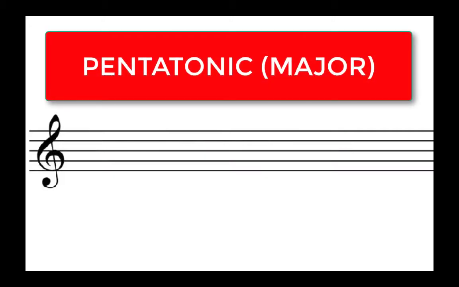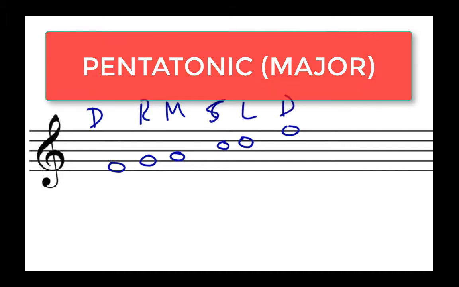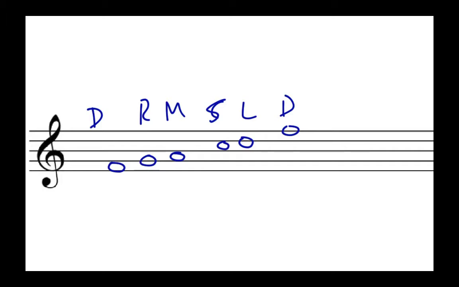All right, the next one I'm going to look at is actually two of them, pentatonic major and pentatonic minor. Pentatonic major would be do, re, mi, so, la, and then back up to do. So think of the syllables, do, re, mi, so, la, do. Right. I'm not sure if I'm in the right key here, but do, re, mi, so, la, do. Right? So that's the major pentatonic.